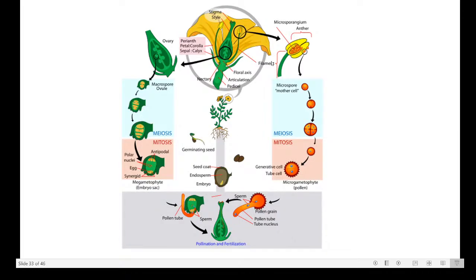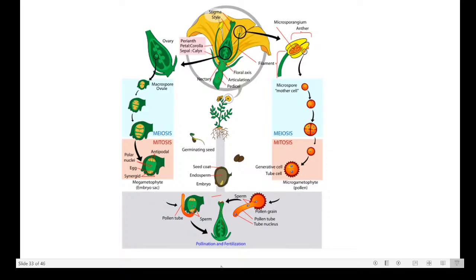The microspore comes from the particular plant or flower. It comes to a two-cell stage, then a four-cell stage. The four-cell formation is a meiosis process. After that, the tube cell and the generative cell formation is the mitosis process. After this mitosis process, it goes to pollination and fertilization.